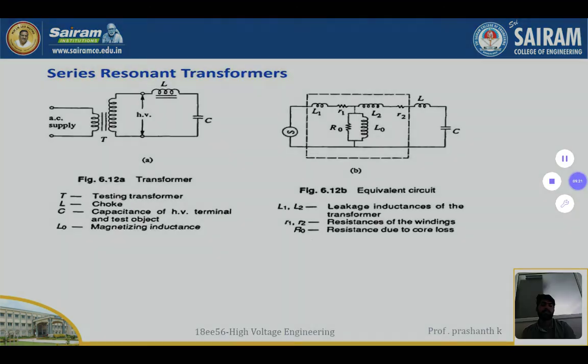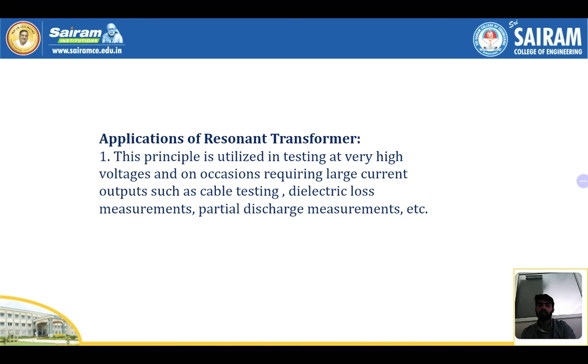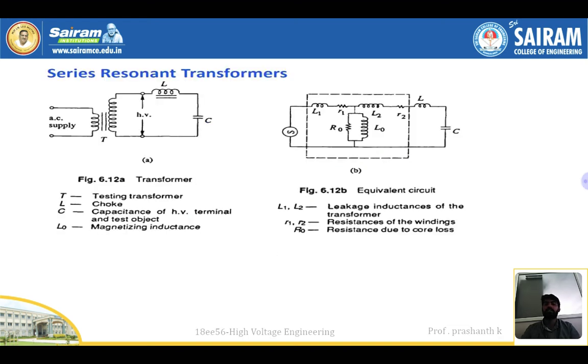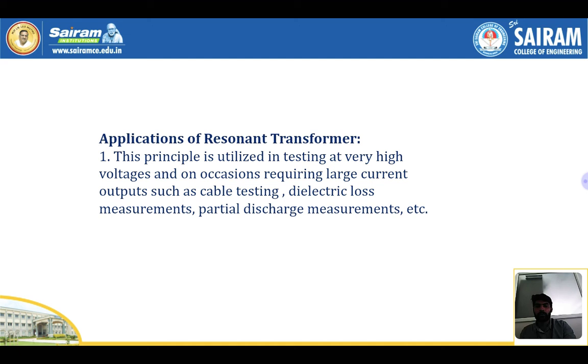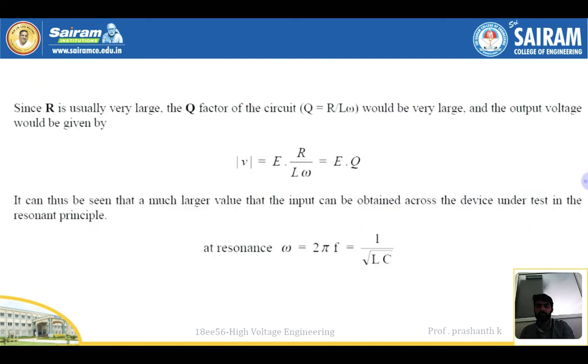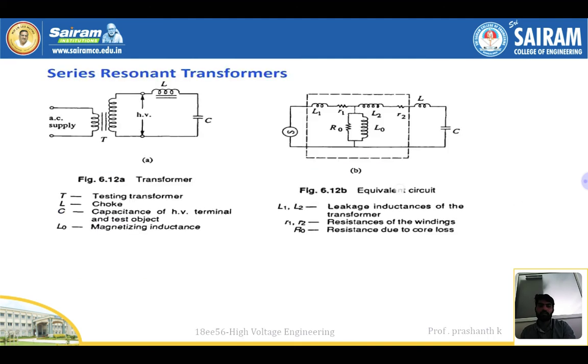In the next class we'll discuss the series resonant circuit and the parallel resonant circuit. In the series resonant circuit, LC is in series and the equivalent circuit is similar to a transformer, and the parallel circuit is connected in parallel. So in the next class we'll discuss in detail. You understood the resonant circuit, right? How we got the equations and all. Similarly we'll go through the series resonant circuit.